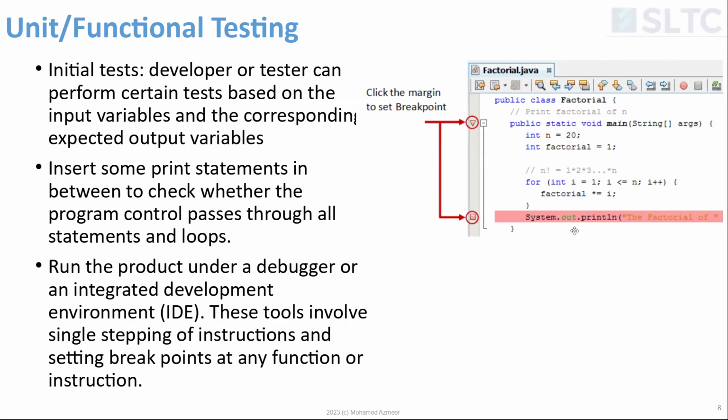We have a Java code here, and as you notice, there is a square here, right? The square means there is a breakpoint, so it stops here. When you run the program, it stops here, and then it gives you a bunch of menus so that you can observe and see what is going on with your program. So this is called unit testing or functional testing. Let me quickly show you. I wrote a simple program with my NetBeans editor. Let's see if I can go there.